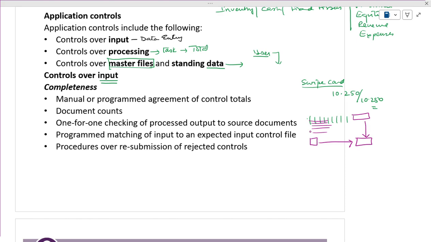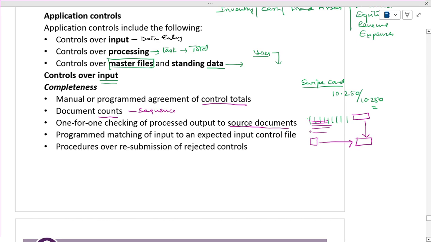There are various mechanisms. You have completeness, manual or program control totals. You are talking about document counts. You are generating a sequence, right? An automated invoice number will be generated. When an automated invoice sequence number is generated, we will also see whether the sequence number is in order or not. One for one checking of processed inputs to source documents.